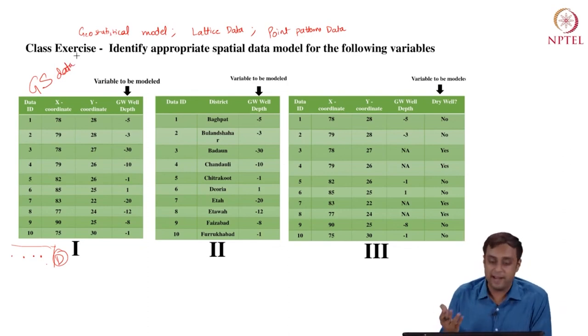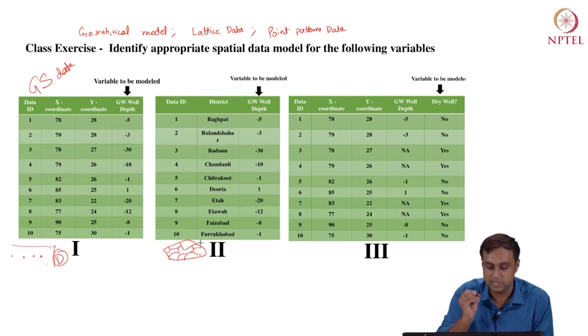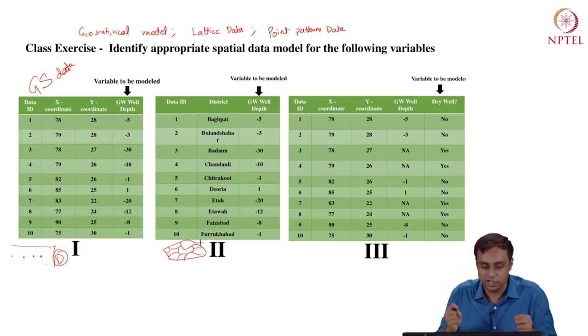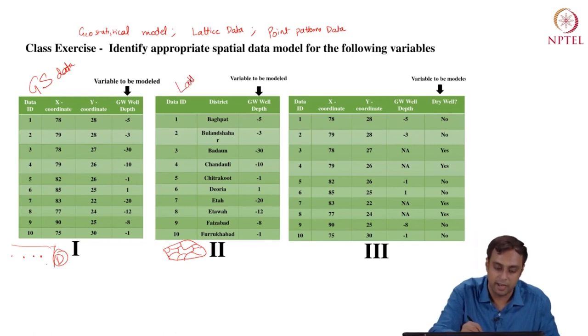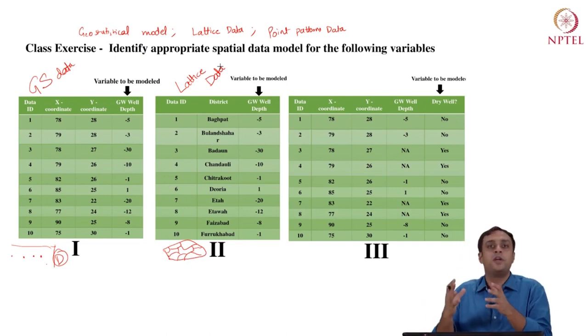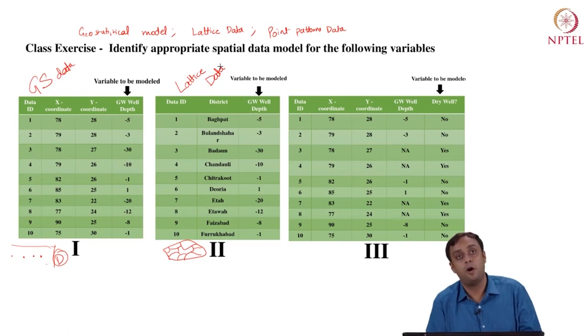The second example, quite naturally, is data in districts. I can only do as much as these 10 districts; the shape and form they come in is not controlled by the analyst, that is the statistician. So I have 1, 2, 3, 4, 5, 6, 7, 8, 9, 10 districts. So I'm bound by the district boundaries. There is some restriction. This is a classical case of lattice data. One more way to think about it is, once you identify the most appropriate model, think about whether you can apply an alternative model. Maybe you can, maybe you cannot, right?